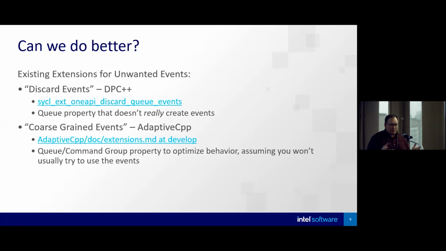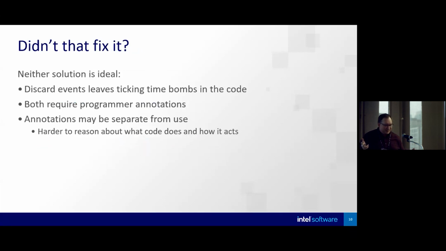So great, we got 2 extensions, job done. Didn't we fix it? Unfortunately, in my opinion at least, neither of these solutions is completely ideal. The discard events solution in DPC++ isn't great because it potentially leaves these ticking time bombs in your code. The events are still there, and if you try to do anything with them, it's going to be a bad result. Your program's probably going to crash. And that was really because that extension was just a quick and dirty thing.